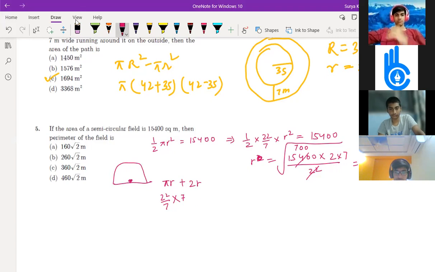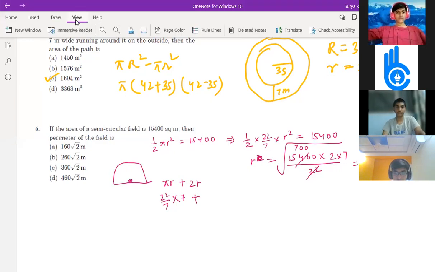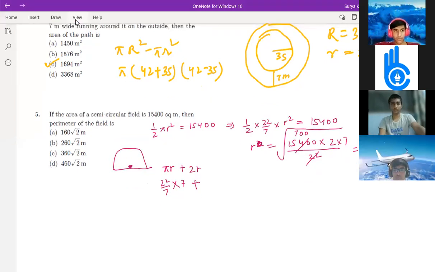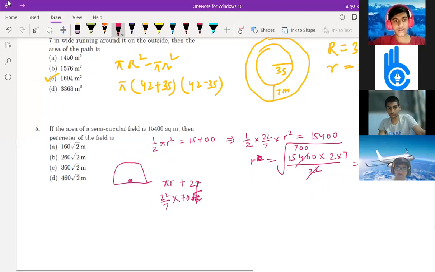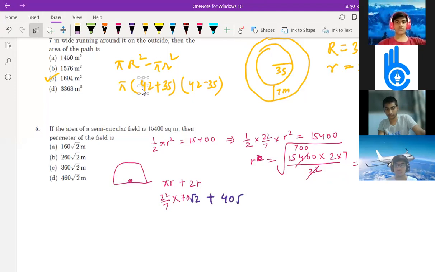(22/7) into radius, that is your 7. Sir, I got 360 root 2 meters. This is 70 root 2, no radius. No, sir. C is the answer. Okay, 1 minute. So this is 70 root 2 plus 2r means 140 root 2, correct? Like this only you have done.